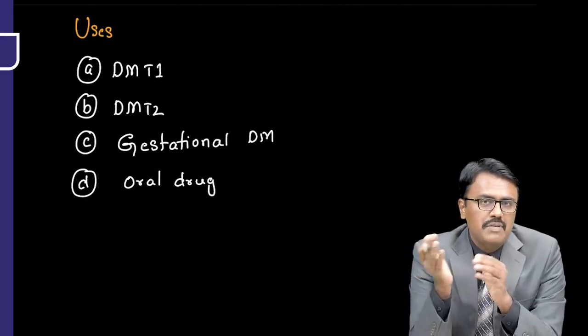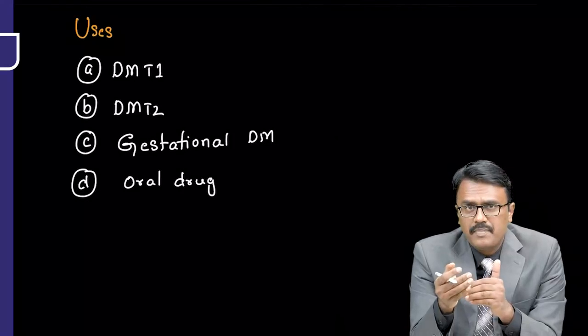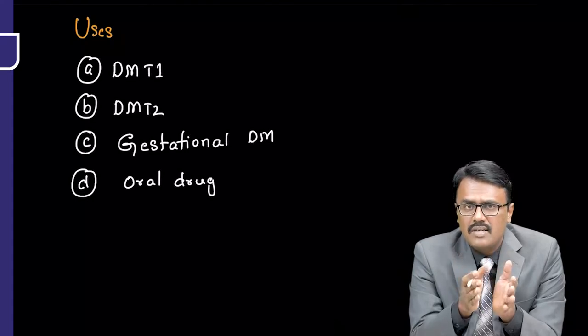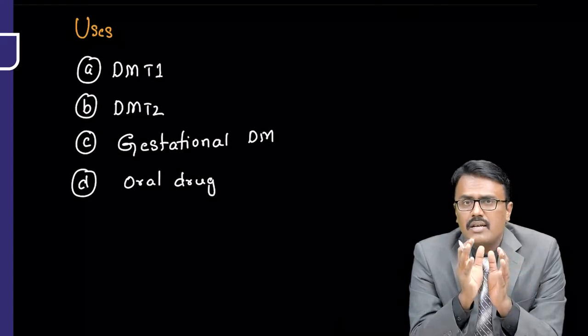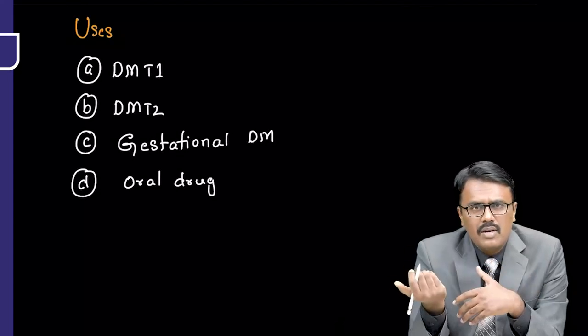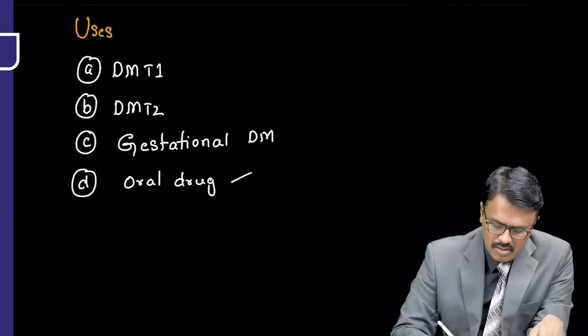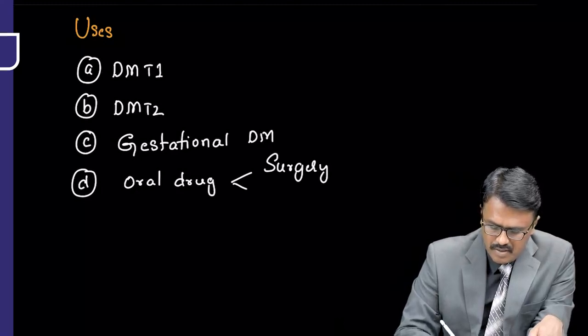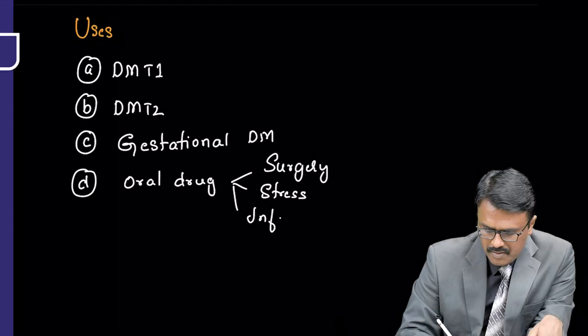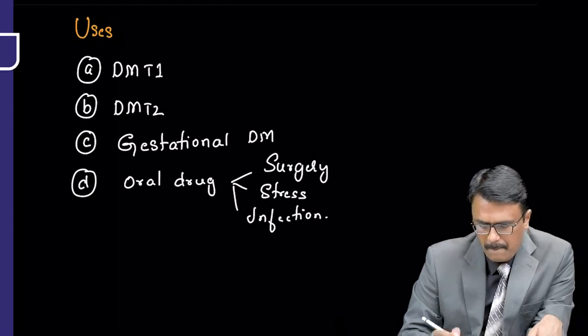Sometimes we have to shift the patient to insulin for a brief period. What is a brief period we shift the patient to insulin? It is during surgery. Patient is in stress or patient is having some infection, so their insulin requirement is high. Once that is over, we can shift back to oral drugs. So from oral drug, we shift to insulin during surgery, during stress and infection. So these are the uses of insulin.